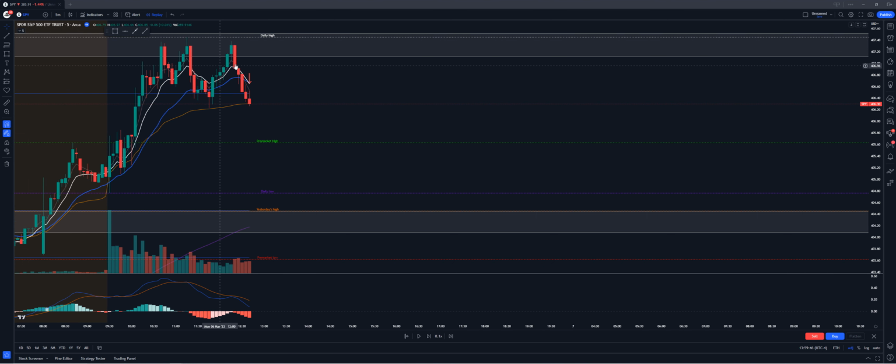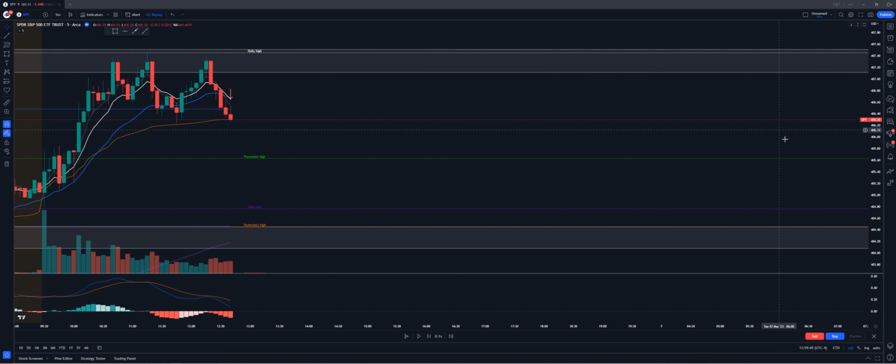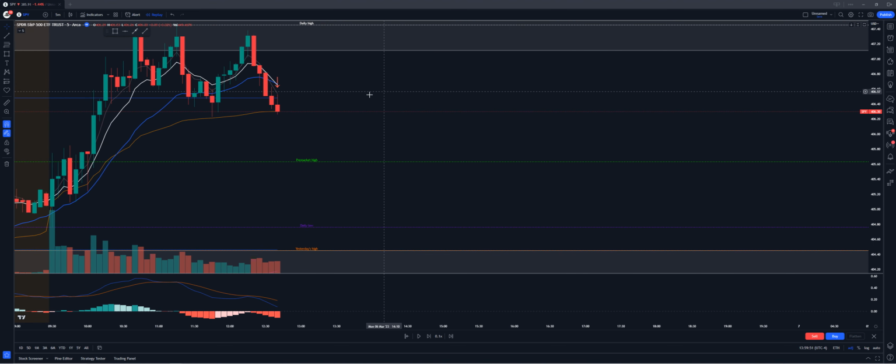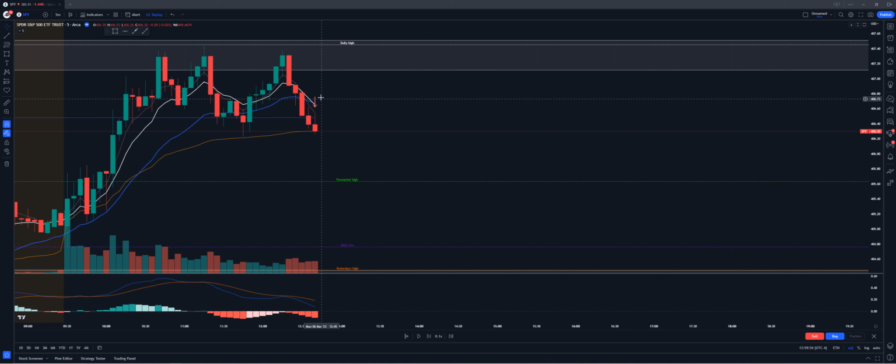Pretty cool how this demand zone is being respected. Look at that. Okay, so we have an alert here. Now, what we want to be careful for is if we get a sell alert. So you can see we actually close right below VWAP.